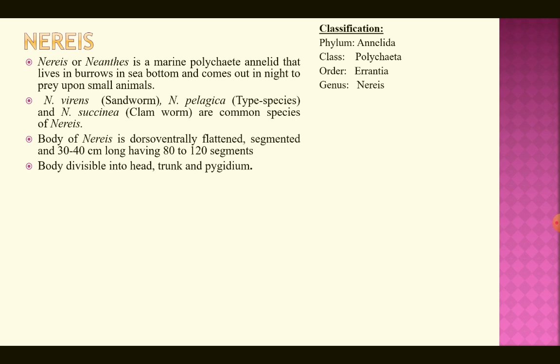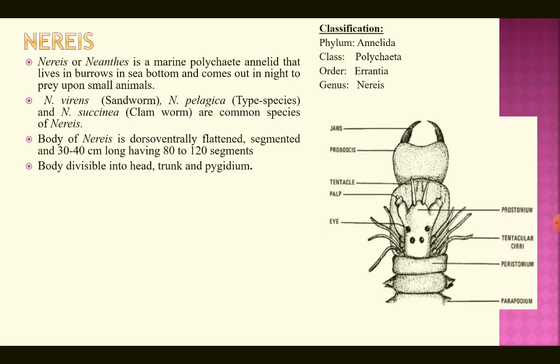Now, the body of Nereis is dorsoventrally flattened, segmented and 30 to 40 centimeter long, having around 80 to 120 segments. The body is divided into head, trunk and pygidium. Pygidium, we know that it is the last segment.